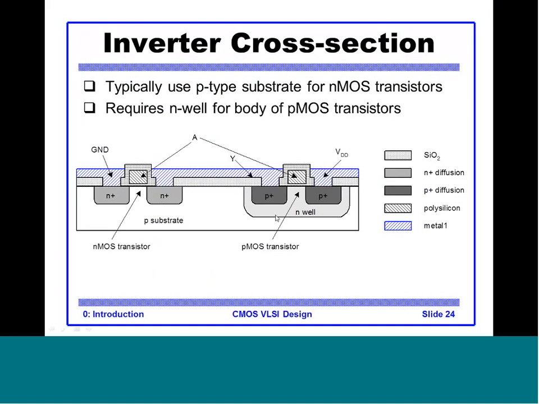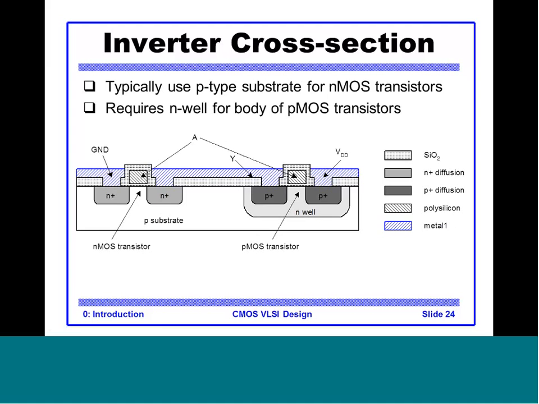Now PMOS on the other hand would need an N-type substrate. So on the same p-type substrate, doping is done to make a region called N well. The N well here acts as a substrate for the PMOS transistor. Again for PMOS, for source and drain we need P plus regions, so they are formed here using the process of diffusion. So this is the inverter.